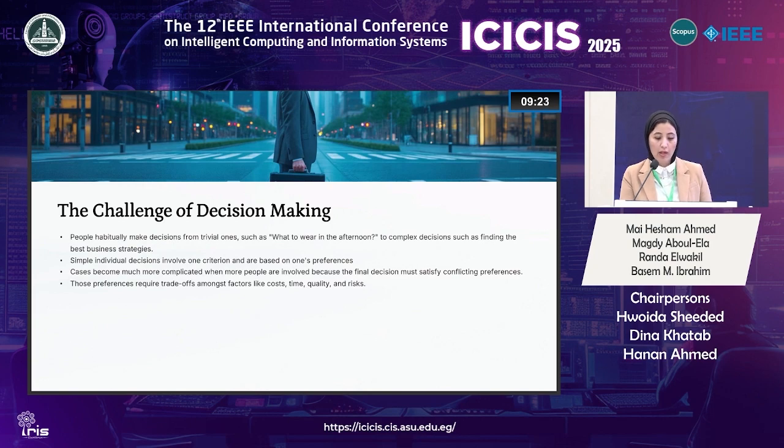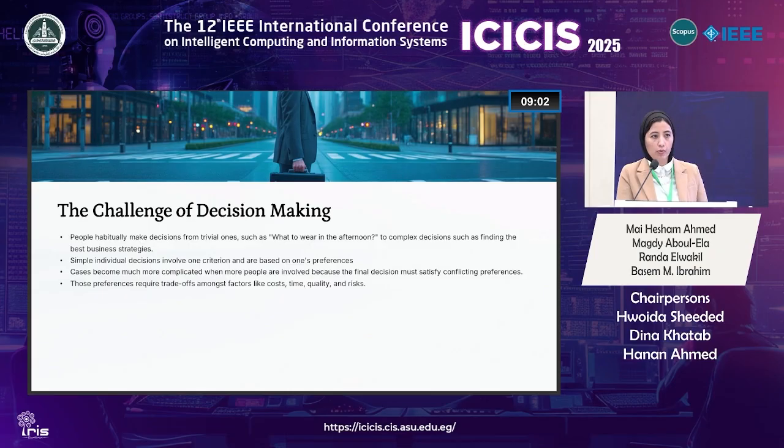First, we're going to have a small introduction about the challenges of decision making. Every day we have to make decisions, from trivial to complex. Trivial decisions, or small simple decisions, have one criterion and one preference.